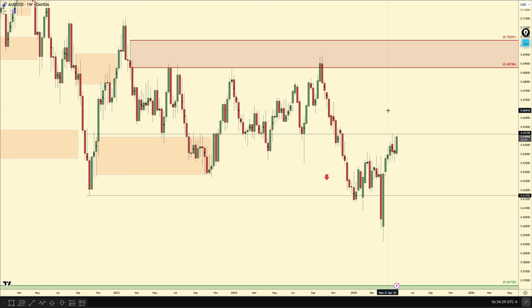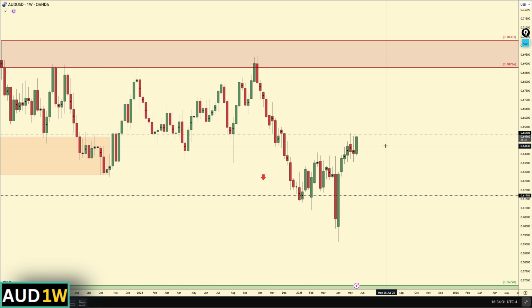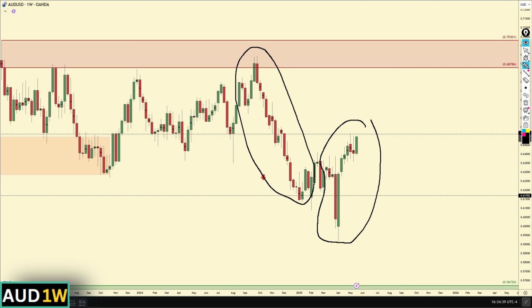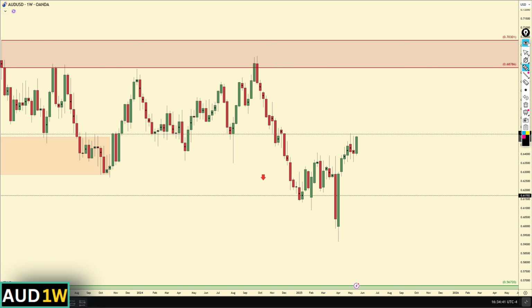Alrighty, on to the forecast for the Aussie US dollar. This is my opinion. This is what bad price action looks like, at least for a supply and demand trader. I don't see anything for supply in here. I don't see anything for demand here. So there's not a lot to go off of on the weekly chart, and it's just kind of sideways.